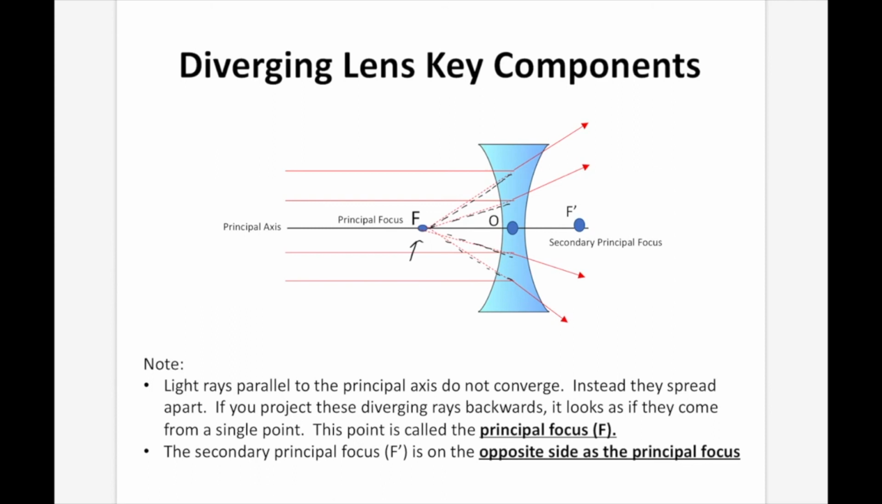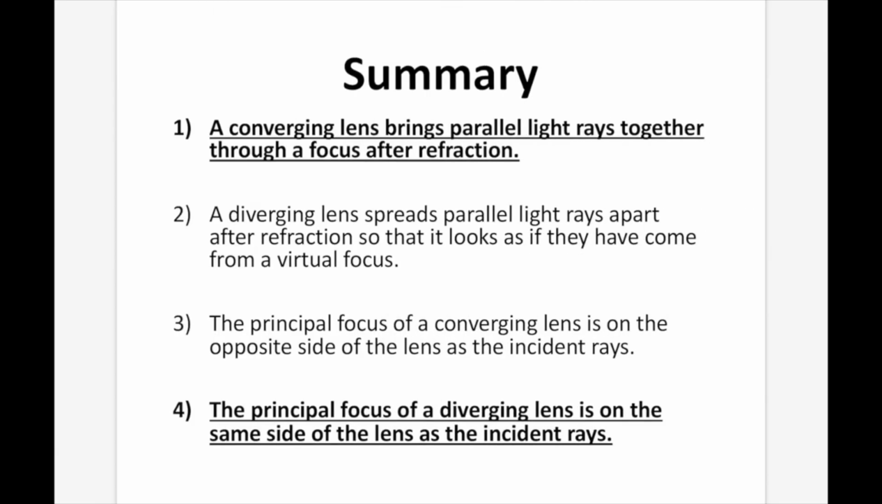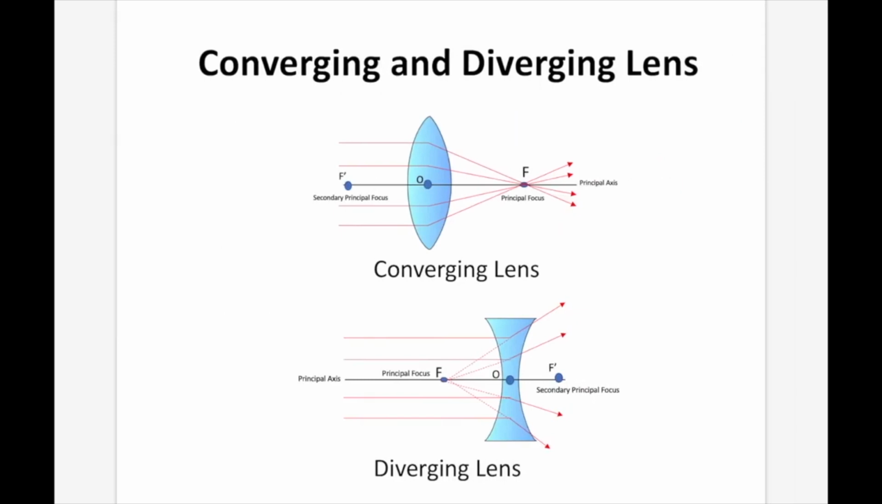The secondary principal focus is on the other side of the principal focus, just like we had for our converging lens. In summary: 1. A converging lens brings parallel light rays together through a focus after refraction. 2. A diverging lens spreads parallel rays apart after refraction so they look as if they come from a virtual focus. 3. The principal focus of a converging lens is on the opposite side of the lens as the incident rays. And number 4, the principal focus of a diverging lens is on the same side of the lens as the incident rays. And here are two diagrams to represent what we've been talking about.